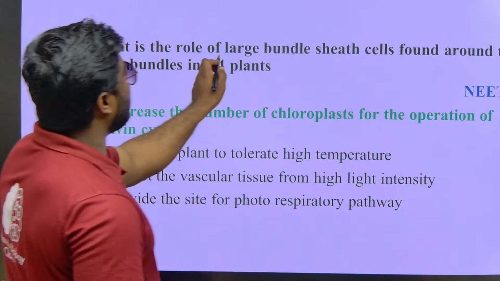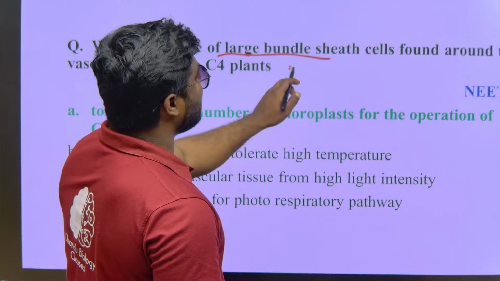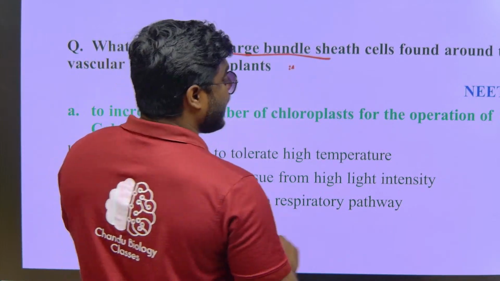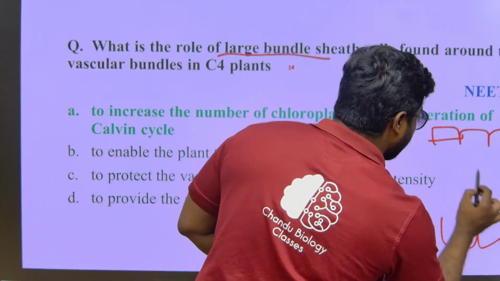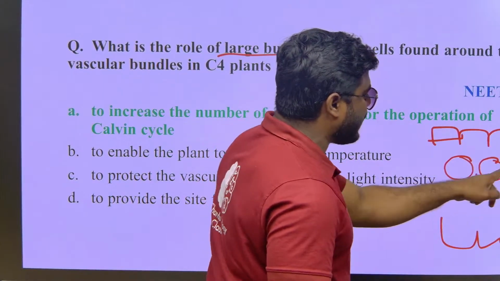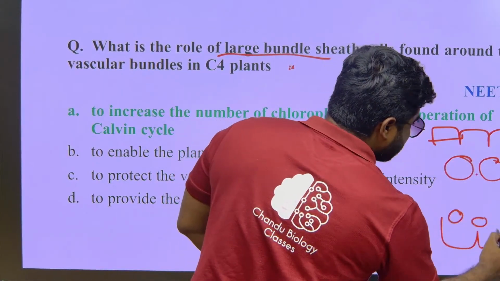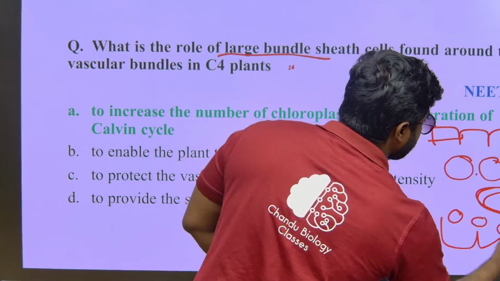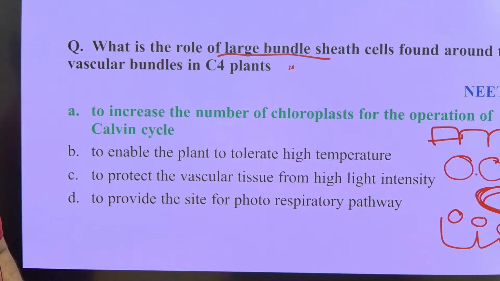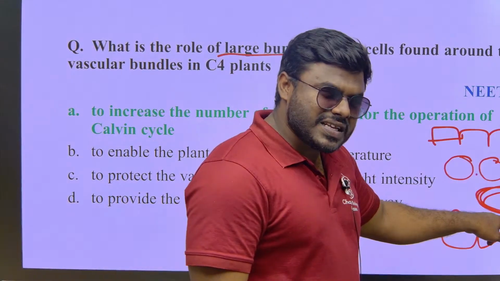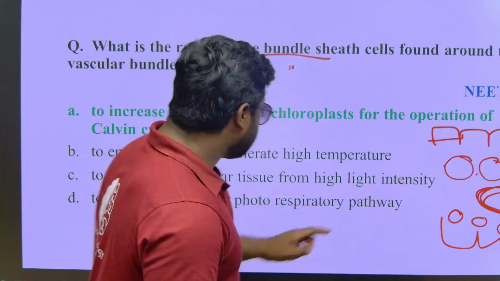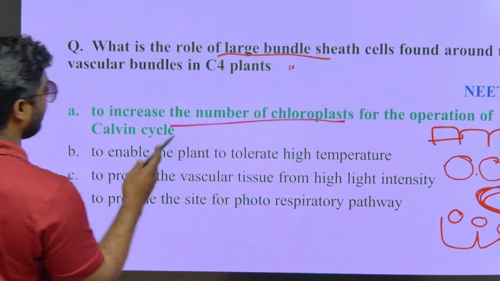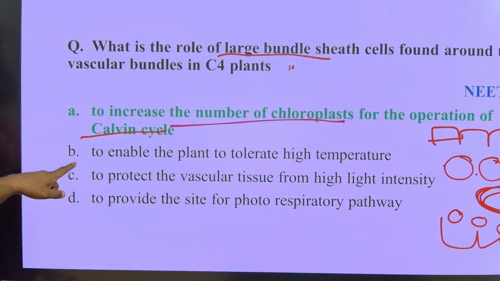See here. What is the role of large bundle sheath cells? Correct? See, we have two cells. This is the upper epidermis, lower epidermis. We have mesophyll. Mesophyll cells have a lot of intercellular spaces. They are located only towards the surface. But deeper, where is the Calvin cycle happening? In the bundle sheath only. So more chloroplasts are present in the bundle sheath cell compared to the mesophyll. So, to increase the number of chloroplasts for the operation of the Calvin cycle. And you people answered B.